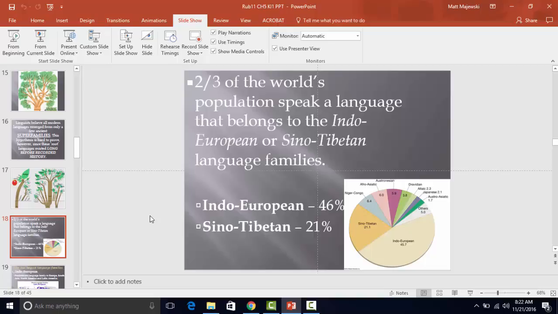Indo-European obviously includes places like India, all the way over to Europe. That's all one language family. But almost half the world's population speak it, right?